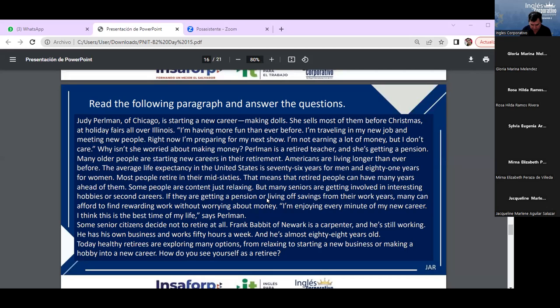Many older people are starting new careers. ¿Qué? Necesito saber qué es careers. Carrera universitaria. Muchas personas mayores comienzan una nueva carrera en su retiro. Americans are living longer than ever. Los americanos están viviendo más tiempo. Son longevos. Vaya, que se nos tiene que ir quedando lo que vamos leyendo, porque si no, para responder las oraciones.